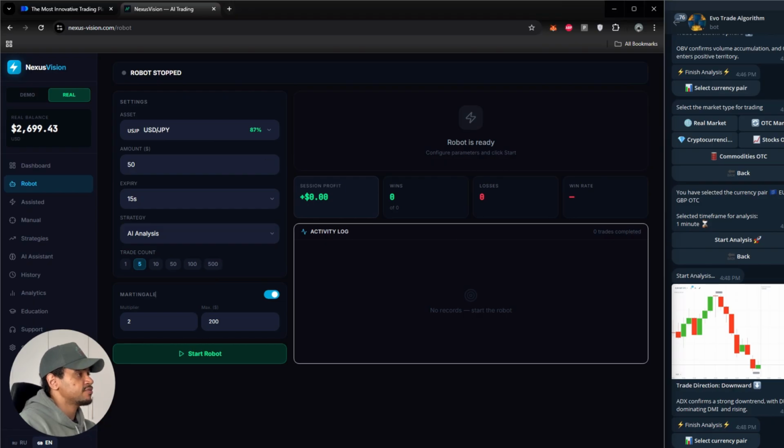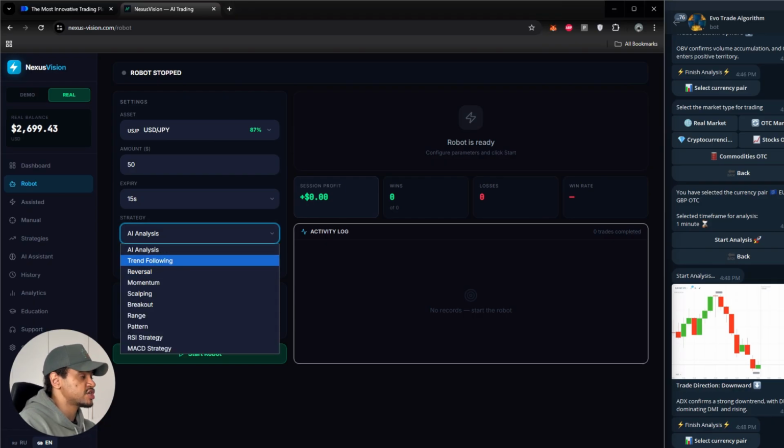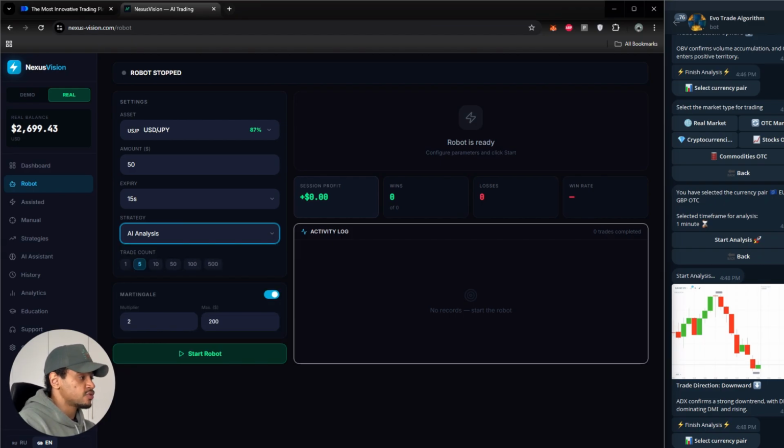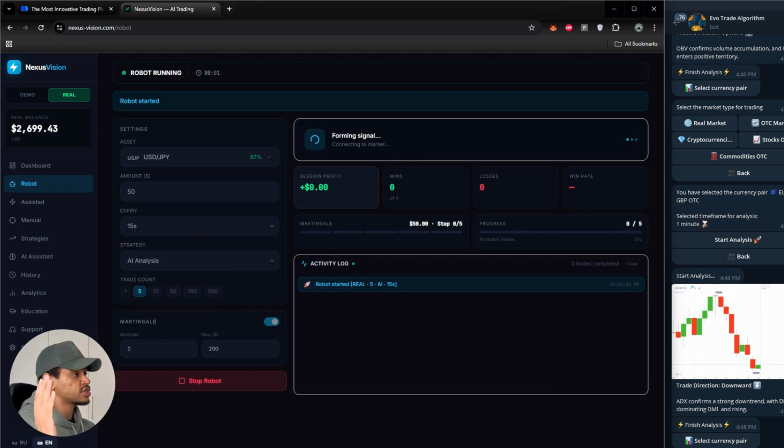So we have the asset, we have the amount per trade, we have expiry, we have the type of strategy the robot is going to use. I use AI analysis because it combines everything in it. And we have trade count 5 trades, and the multiplier is 2 for martingale. So what that means, our 50 is going to multiply by 2 in case we take a loss. That means 100. And the next one, if we take a loss again, it's going to do 200, and then it's going to stop. So simple, I think it is. Start robot and we start executing our trades.